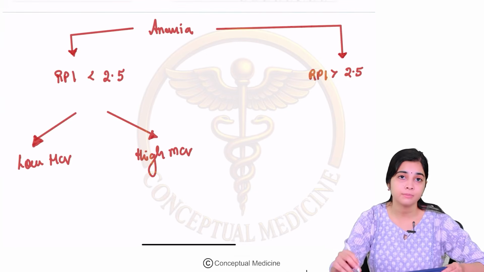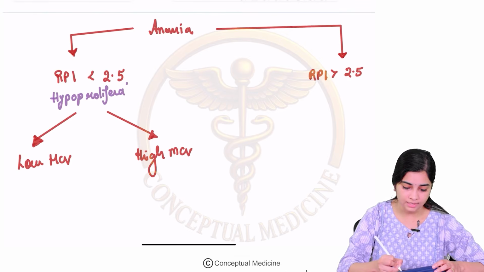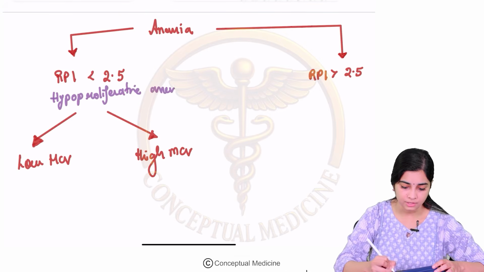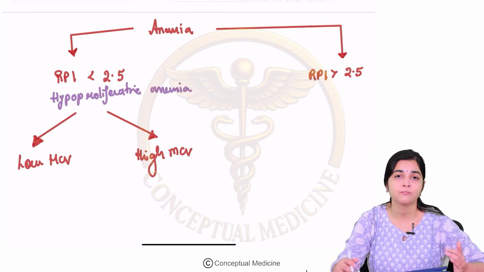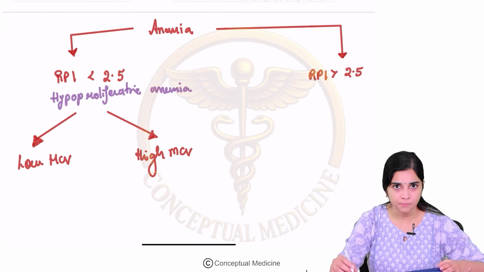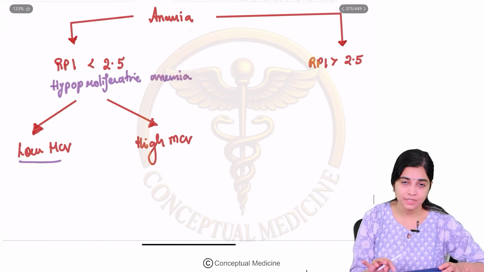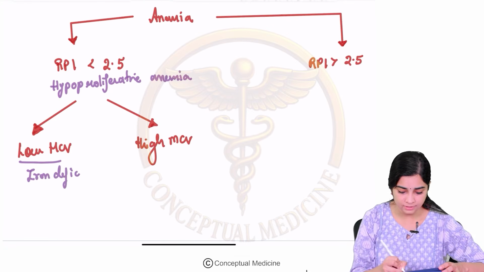So if the reticulocyte production index is less than 2.5, then this is called a hypoproliferative anemia. Okay, so this is called a hypoproliferative anemia. That means that the problem is at the level of bone marrow, there is some amount of hypoproliferation. The bone marrow is not able to compensate for the anemia adequately. Okay. So then you look at the MCV and you see if the MCV is low, then you are probably dealing with an iron deficiency anemia, or you are dealing with a sideroblastic anemia.